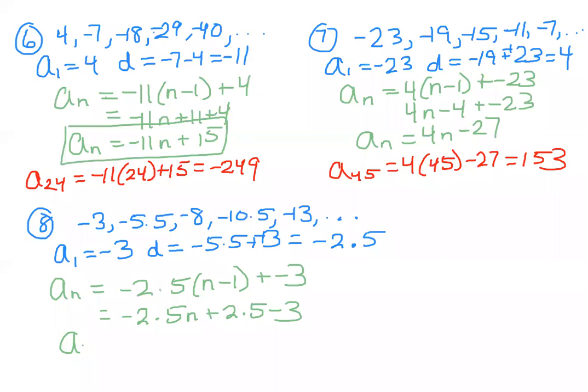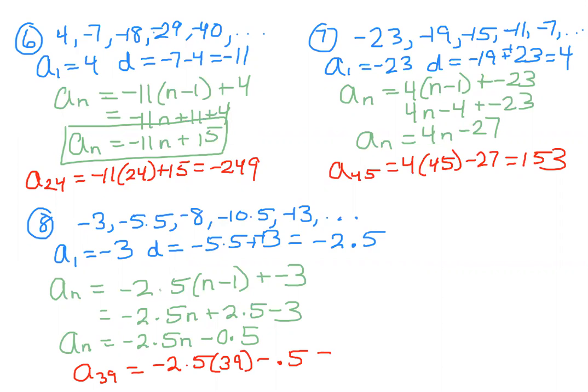And we're going to get AN equals -2.5n minus 0.5. And to find our indicated term, A39, we're going to say -2.5 times 39 minus 0.5, and you should get -98. All right, those are arithmetic sequences. So now, that's if you know what A1 is and what D is. Now we're going to look at some examples where you might not know both of those.